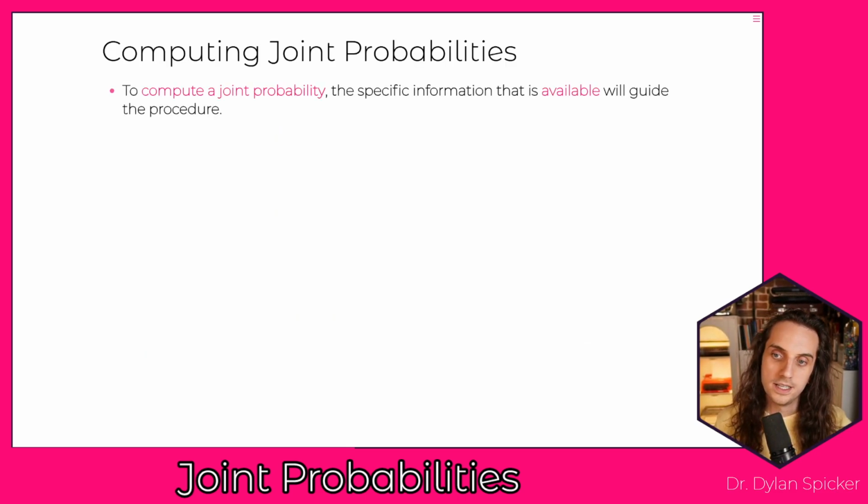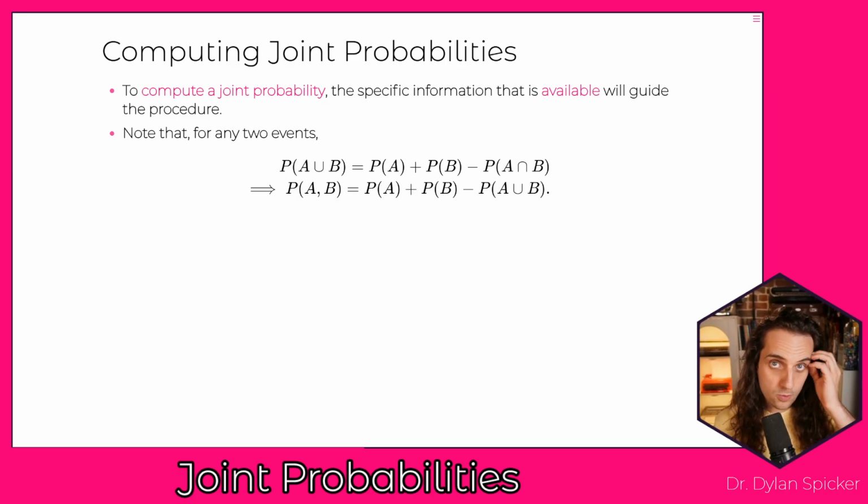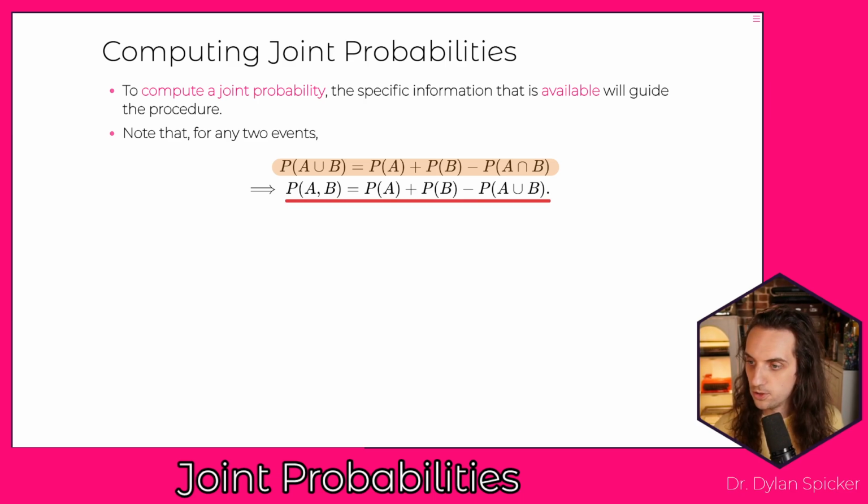Now, if we want to compute joint probabilities generically, the specific information that we're given is going to have to dictate what our procedure for doing that is. So what we can do in some situations is use our rule for arbitrary unions. The probability of the union of A and B is the probability of A plus the probability of B minus their intersection. Now, if we rearrange that, we actually get the joint probability, right?